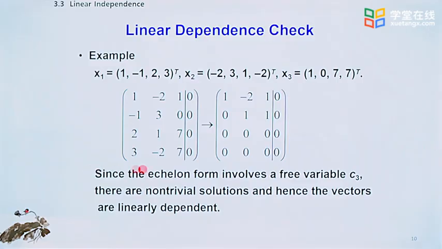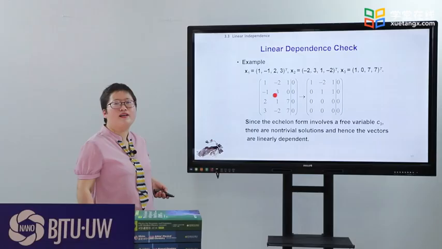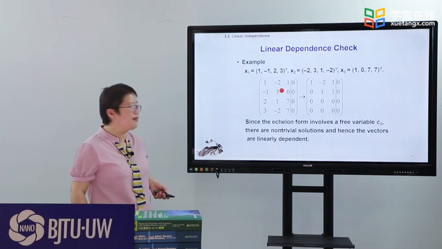And it is equivalent to solving this system. You write the augmented matrix, and then you use Gaussian elimination to transform it to row echelon form. And when you write it here, you will find there's a free variable, right? The echelon form involves a free variable C3. There are non-trivial solutions, and hence the three vectors are linearly dependent. If there's a non-trivial solution, they are linearly dependent.